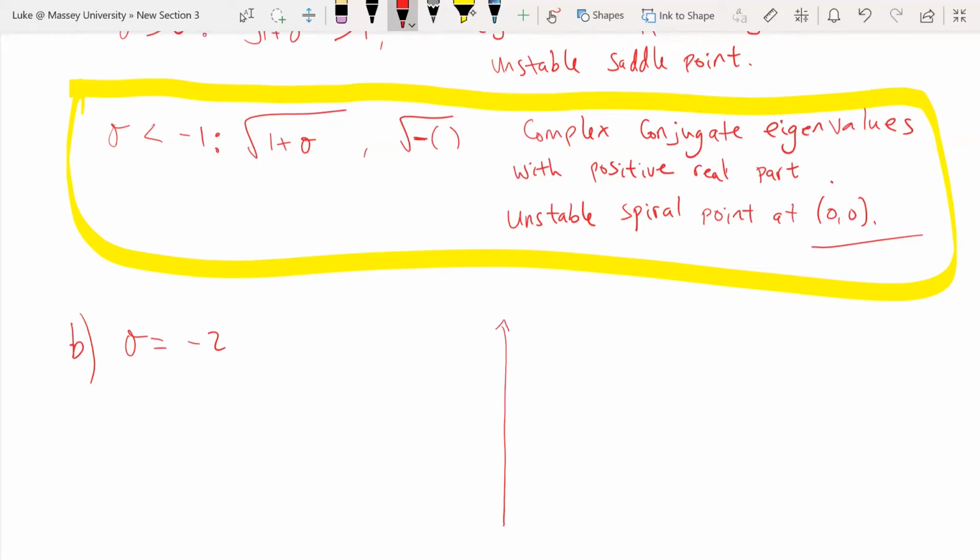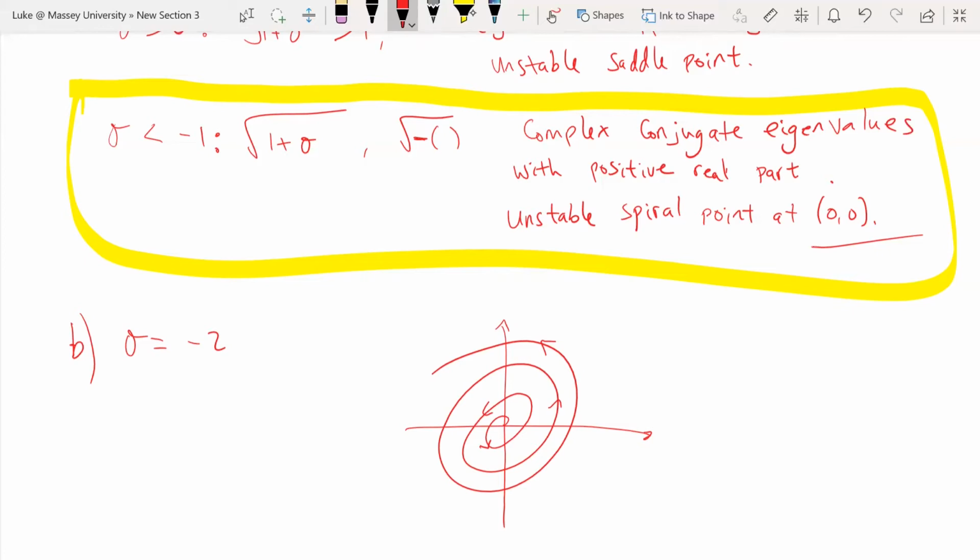So I'm just going to draw a spiral emanating out of the origin, and it's unstable, so we're pointing away. As we travel along this curve, we're moving further away from the origin. So we'll accept something like that.